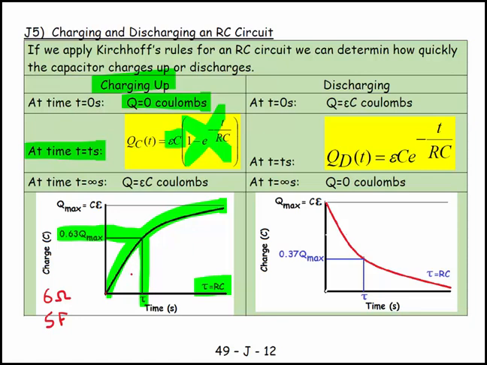It's a very nice way of calibrating, estimating what's going to happen.